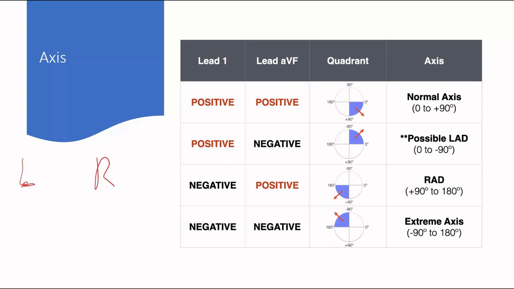So if lead 1 and AVF are positive, then both thumbs are up, so that signals good, and that's normal axis. If left thumb is up and right thumb is down, then that signals the left side takes over, so it's possible left axis deviation. If left thumb is down and right thumb is up, so it swings over to the right side, so that's right axis deviation. And if both thumbs are down, then it's bad, and that's extreme axis.